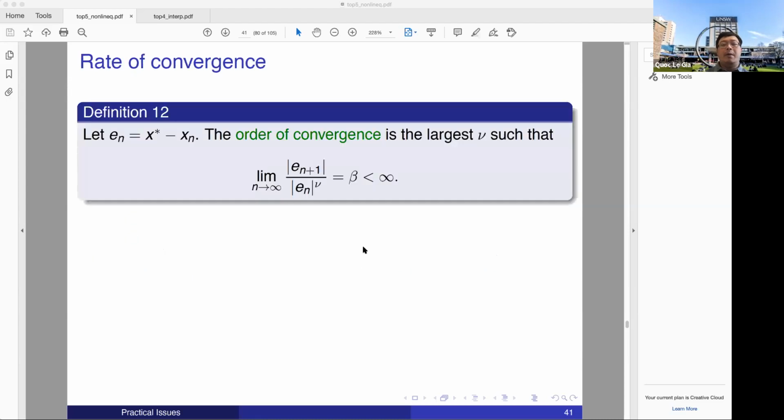Okay, so remember we saw four methods, and we saw the theorems that related the errors. So look at this definition. This definition says that if you have a number nu, the largest number nu, so that when you take the limit of this ratio, the error at step n plus 1 divided by the error at step n raised to the power nu, and the limit goes to a fixed constant, then we call nu the order of convergence. So now what is the order of convergence for fixed point iteration? And what is the order of convergence for Newton method?